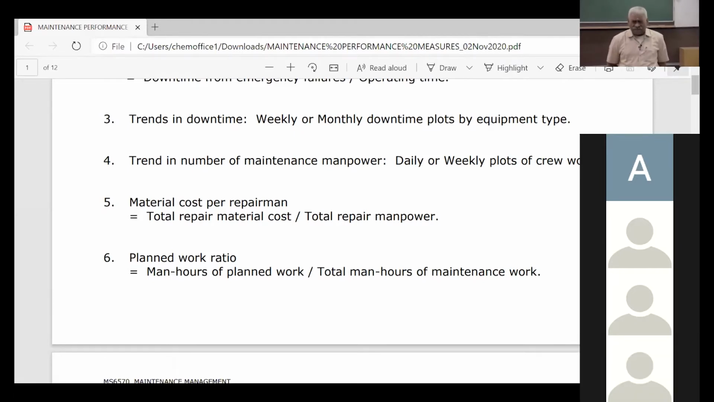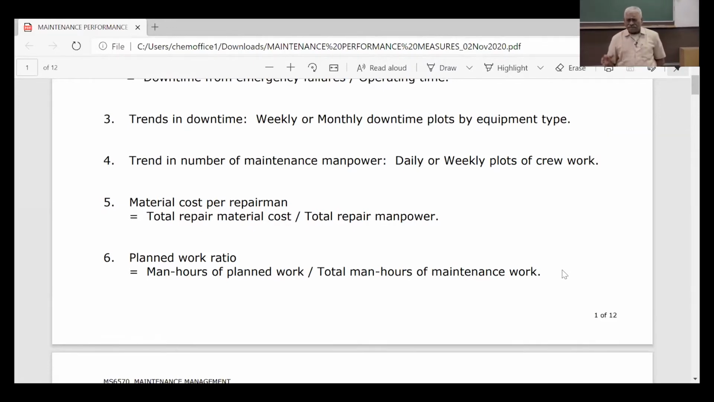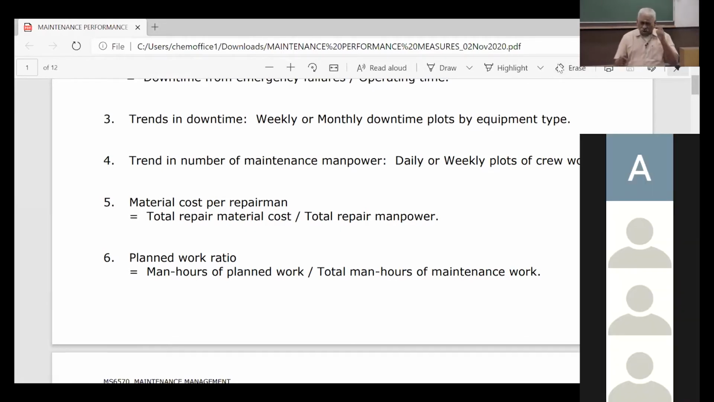Intervention. What are the interventions, Mohan Raj? What interventions did we talk about? Some simple ones I'm asking. Do you recall we talked about things like alignment, checking gaps, monitoring for heat, smell, etc. Do you recall that? Yes. Also oiling and greasing, and sometimes tightening of bolts, etc. All these go into some planned work.